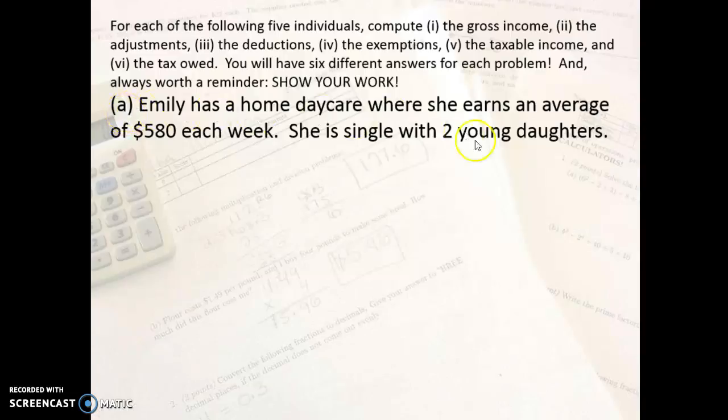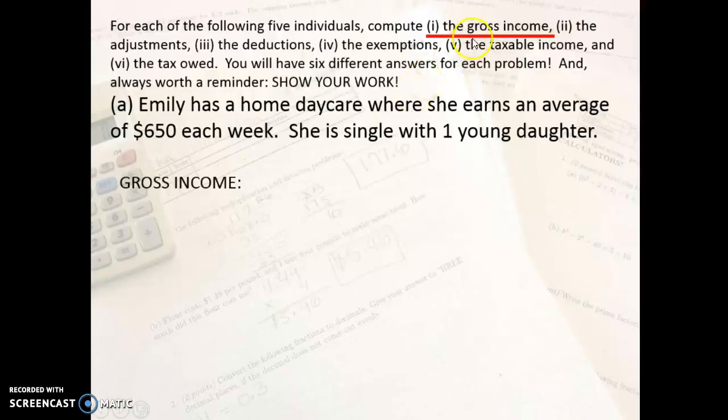Question 1 in the homework, you'll see something about Emily. You give her weekly income. She's got 2 young daughters, and you need to solve these 6 parts. I'm going to change the numbers slightly. I'll change it. She's now got 1 daughter. Change her income slightly. I'll solve all 6 parts, and you'll apply it back to your homework.